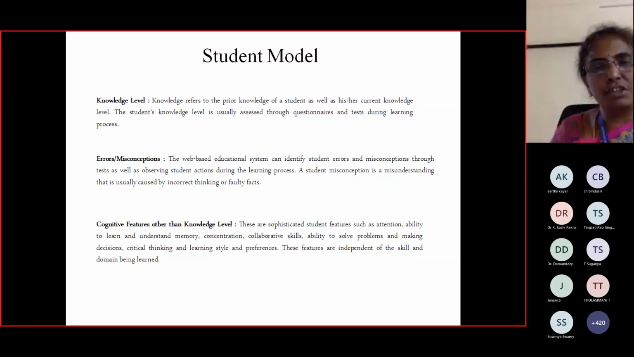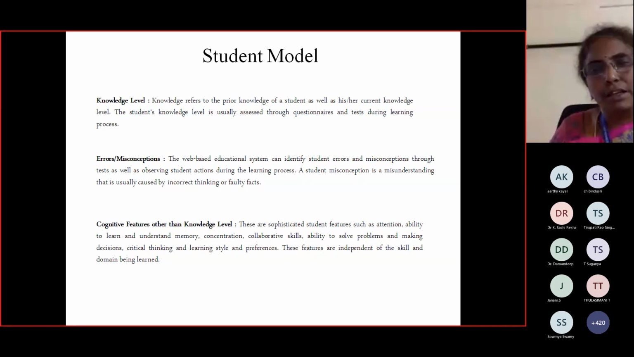And next is errors and misconceptions. That is, misunderstanding of the concepts. Whatever misconceptions the student has, a record of that is also important, because only if we maintain the record will the system understand why he is making mistakes. If he is making mistakes continuously on a particular set of problems, then the underlying reason is to be corrected, the misconceptions. So that characteristic of the student also should be recorded and modeled.